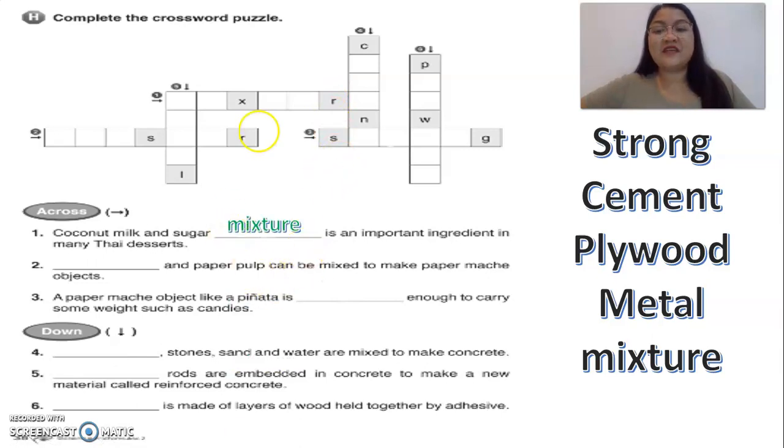Okay, very good. So the correct answer is mixture. So you're going to write your answer on the blank and on the crossword puzzle. So what are the missing letters? We have M, I, X, T, U, R, and E.